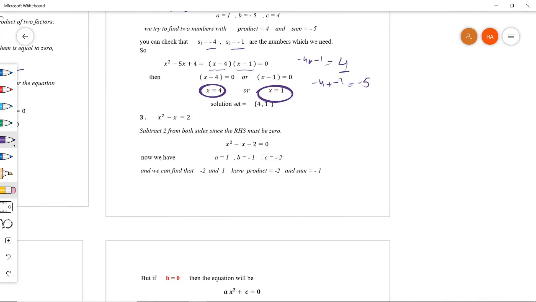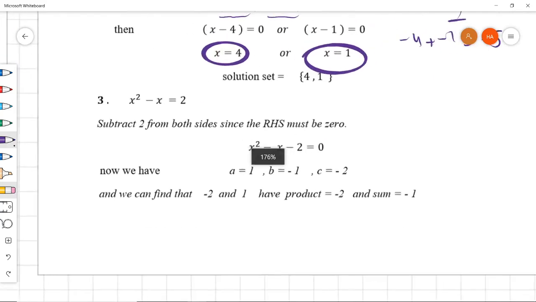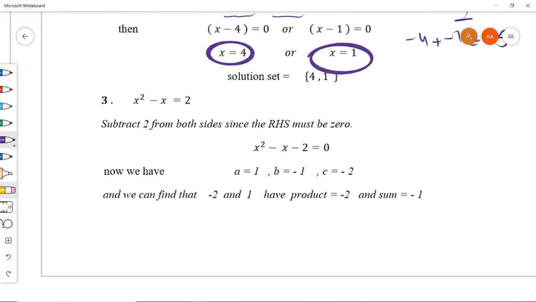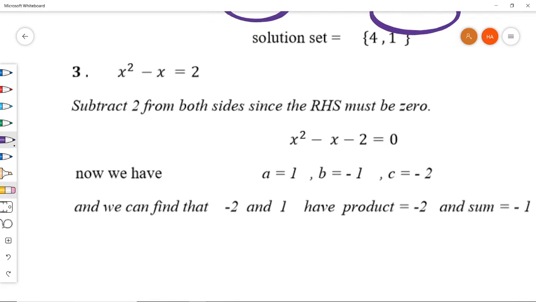In this example, we need a, b, and c. What is the value of c here? c is 2 or negative 2 in this example. Here we can't factor if the right hand side is not 0. So the right hand side of the equation should be 0. Then we factor it into two brackets. Here, subtract 2 from both sides to make the right hand side 0. Like this. Then this is the equation we need, this one.